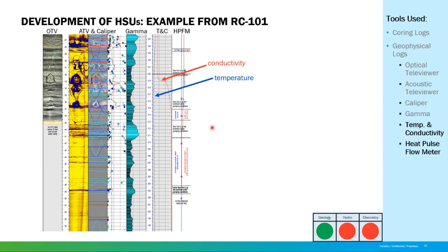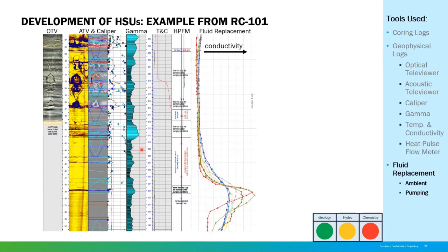The results from both these temperature and conductivity and heat pulse flow meters for this location weren't really compelling, in terms of anything exciting jumping out at us. So we took it a step further and added in another tool to try and get some better hydrogeology information. So we're again layering those tools. And this is the fluid replacement test that Jim described earlier. And I can say in the field, it's one of the most exciting tests because you get live data.